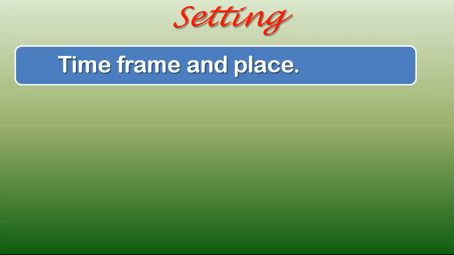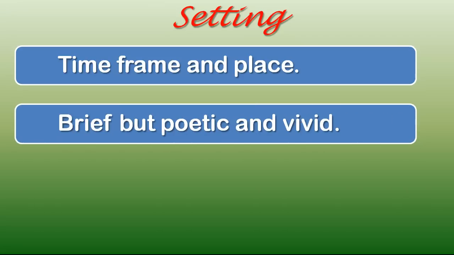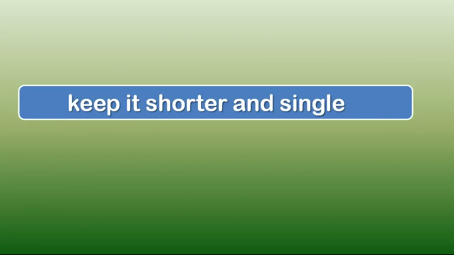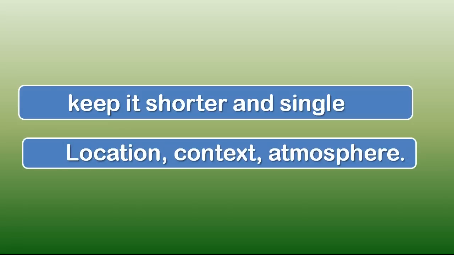The next element, setting. Setting is the time frame and the place where the story is set up. It should be brief, but try and make it more poetic and descriptive. Give a good description of the setting. Give the description of the scenes. Keep it short and single. This is the golden rule for the setting, that there should be only one setting where the entire story takes place and it should not be very descriptive, okay? It includes the location of the story, the context and the atmosphere where the story is happening.